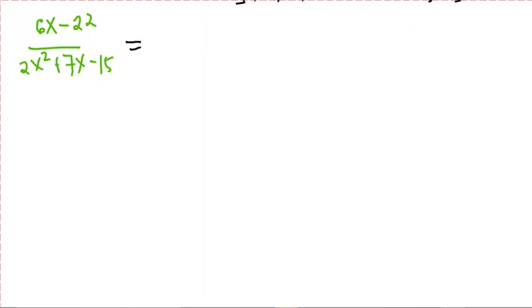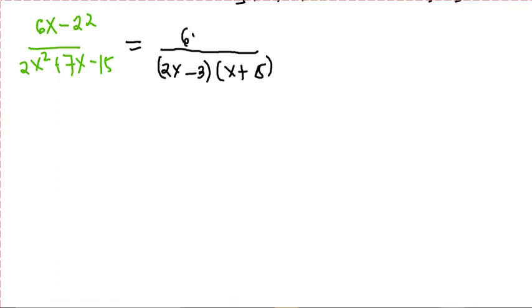So if we are going to find its partial fraction, we are going to factor the denominator. So our denominator will be 2x, x, and then we have 3 and 5, so we have 5 and 3, plus minus. So our factors will be 2x minus 3 and x plus 5. On top, we have 6x minus 22. Take note that the denominators are still linear, so they are linear factors.